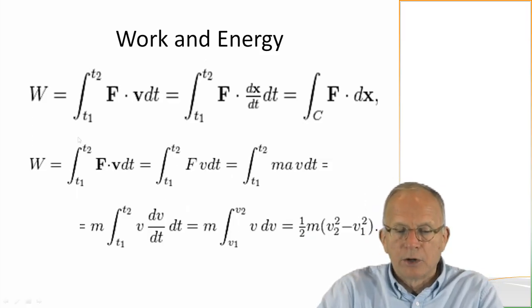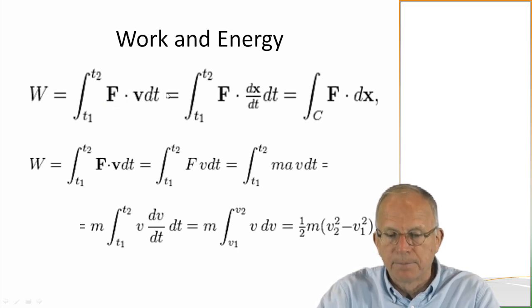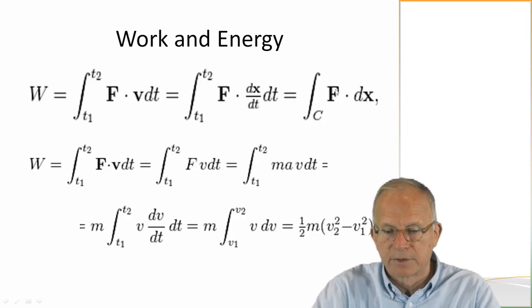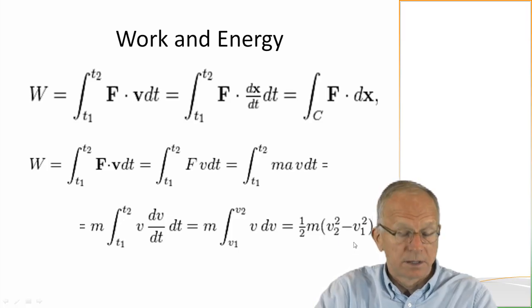So work energy. So if we take an integral of the force times the velocity over time, we can transpose this, and we get the familiar F dot dx, and then F dot dv dt can go into work is equal to 1/2 mv squared, or the difference in the velocity squared.